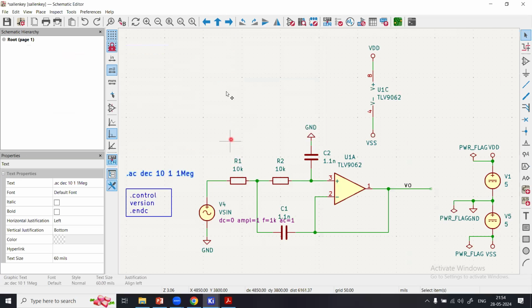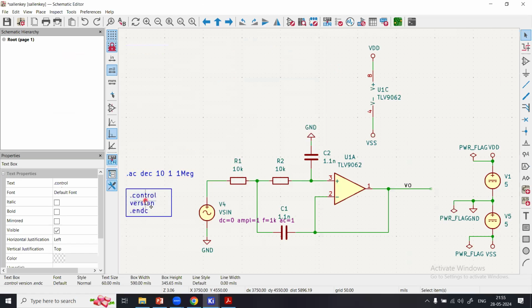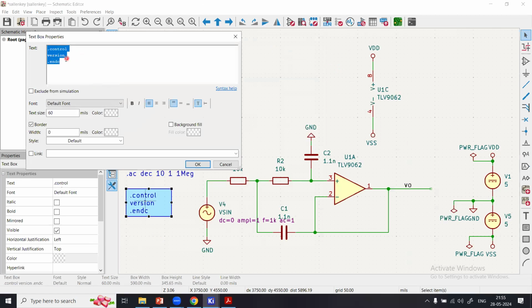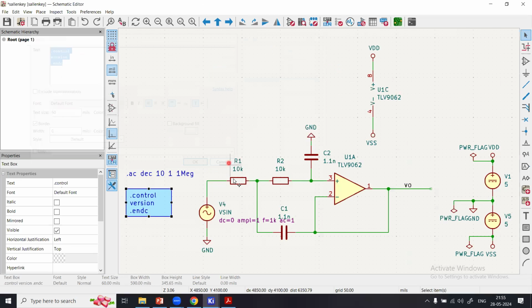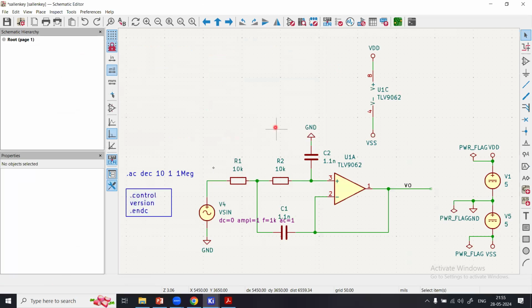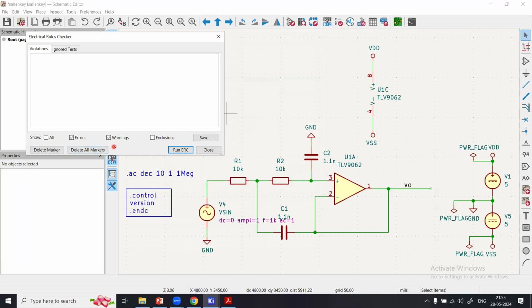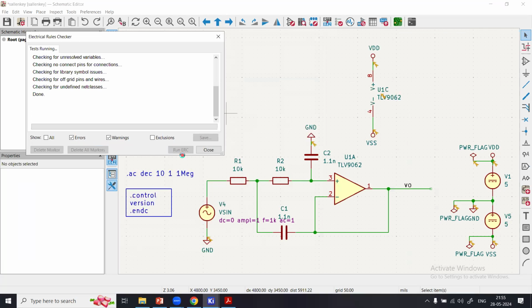The other way around, what I can do is first let me check the ERC. Similarly, you can see that this is extra syntax. Double click here and you see the .control, version, .nc. That is about your subcircuit, so the op-amp is a subcircuit here. Instead of specifying this command here as text, you can open the simulator. But before that, let me show you the ERC. We'll perform the ERC and check for errors and warnings.